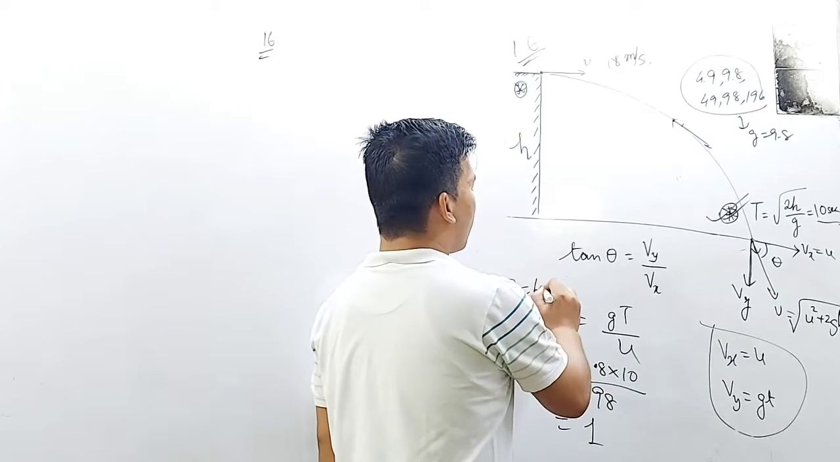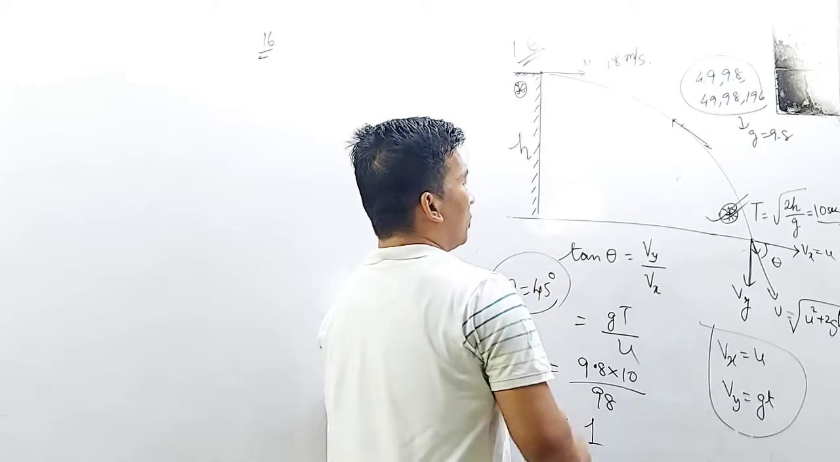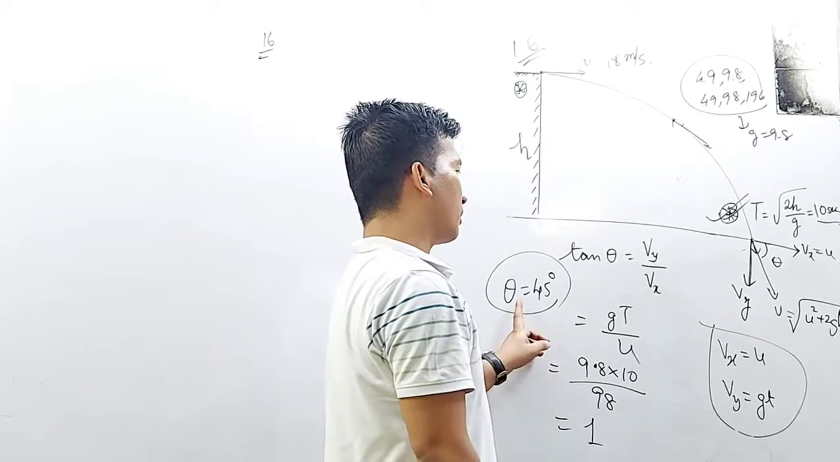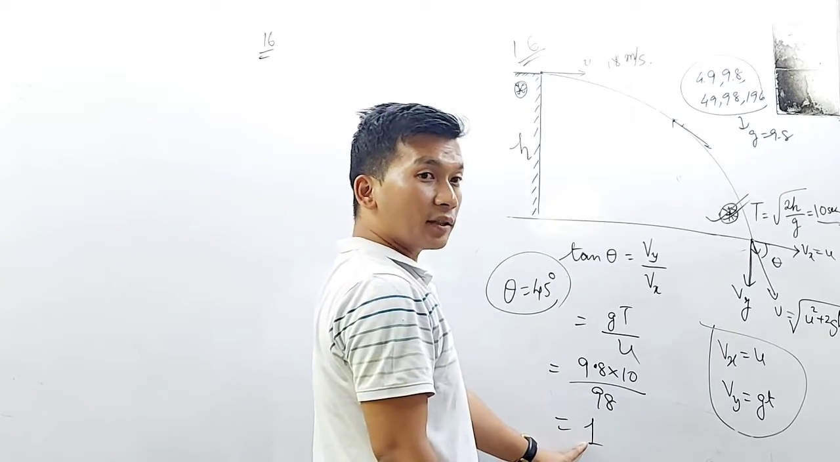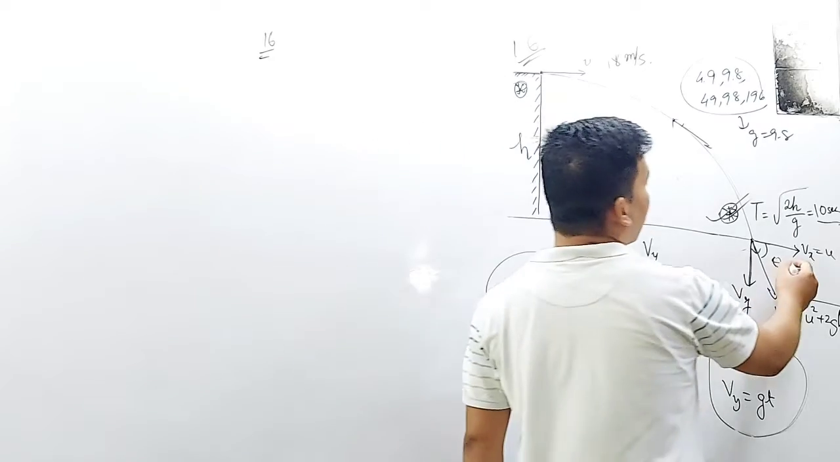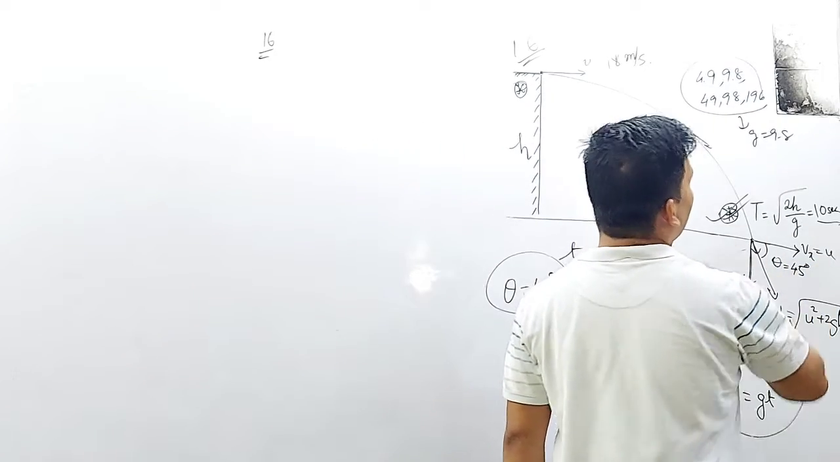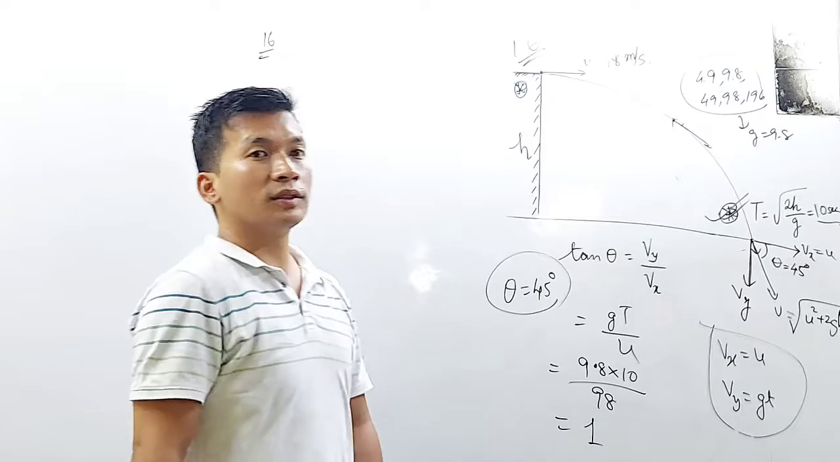Tan theta will be equal to 1, so theta will be equal to 45 degrees.